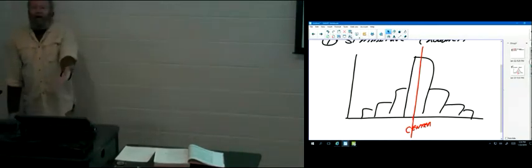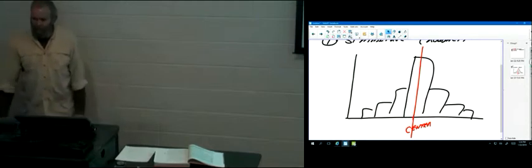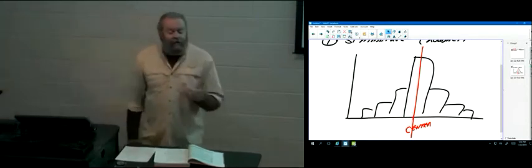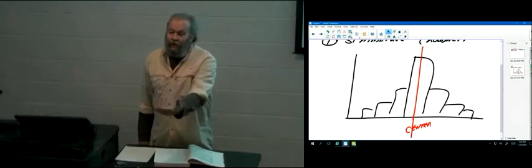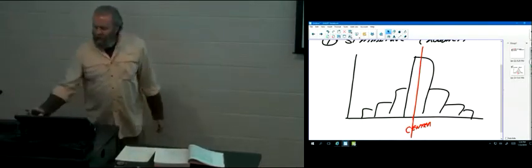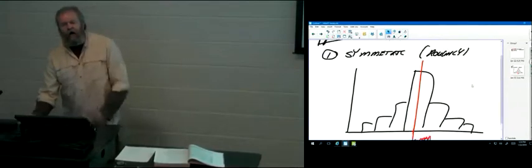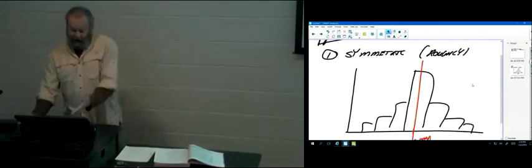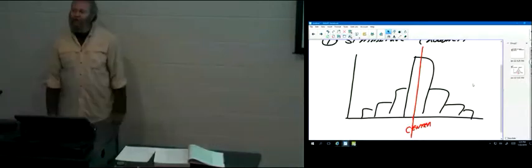The center is about in the middle of your picture there. Put it this way, it's about in the middle of your histogram, right? Okay? Now, here we're talking about a histogram. It's roughly symmetric. I've shown you what a picture of one roughly symmetric is.